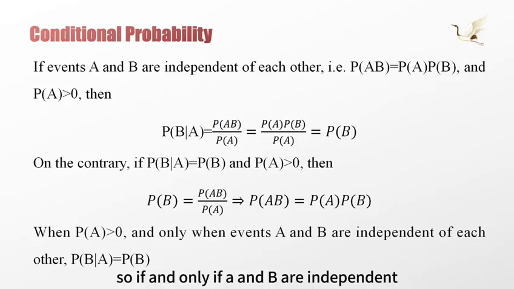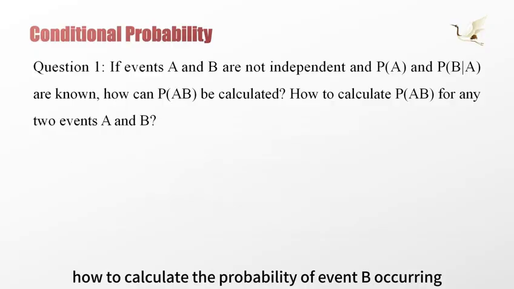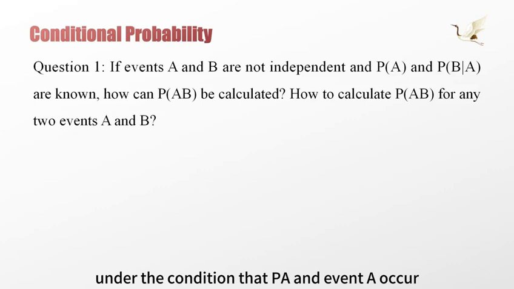So, if and only if A and B are independent, they are equal. Follow-up question 1. If events A and B are not independent, how to calculate the probability of event B occurring under the condition that P(A) and event A occur?